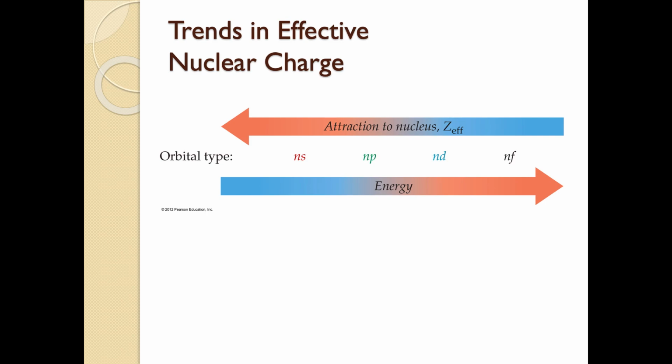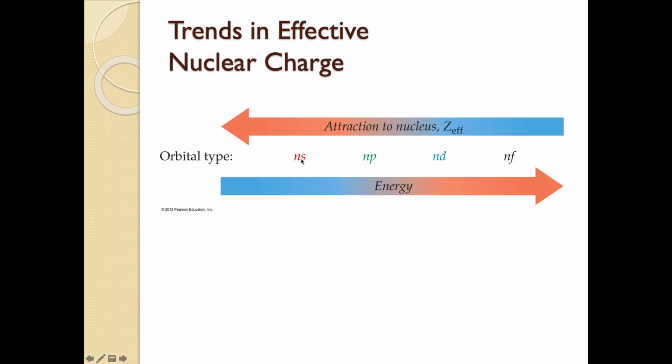All right, so some other general things dealing with effective nuclear charge. Orbital type also matters. The orbital type has a lot to do with how far from the nucleus, but probably more to do with the shape of the orbitals. It turns out that those shapes play a huge role in the overall attraction to a nucleus.